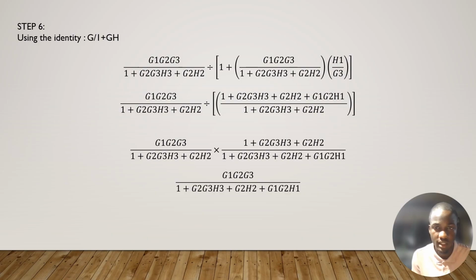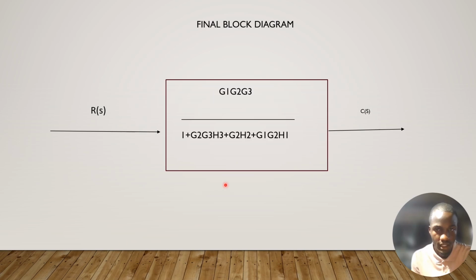I'm George Terry, and this is the block diagram. After the algebraic computation of the block diagram, we got G1, G2, G3 over 1 plus G2, G3, H3 plus G2, H2 plus G1, G2, H1. And we reduce the block to get this final transfer function block.